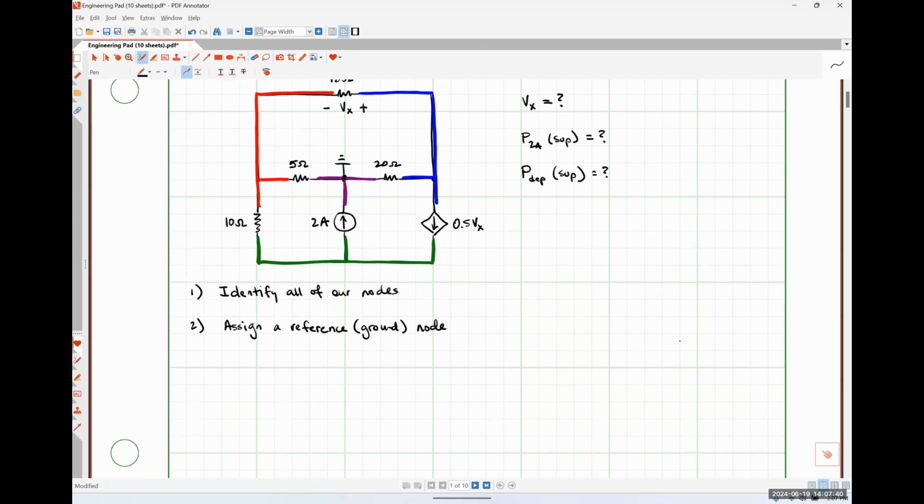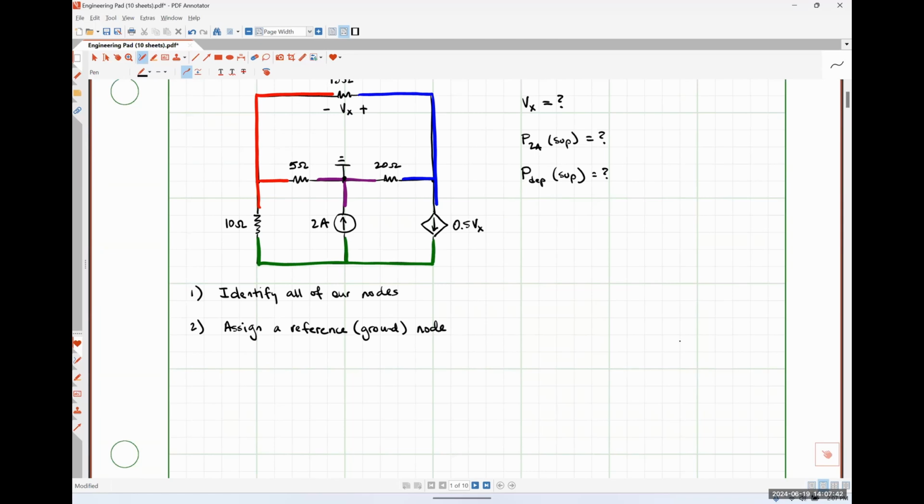So whichever node we choose to be our reference node, we need to indicate that on our schematic diagram. Typically, it's done by using a ground symbol. In some cases, you might see somebody literally just write REF for reference.